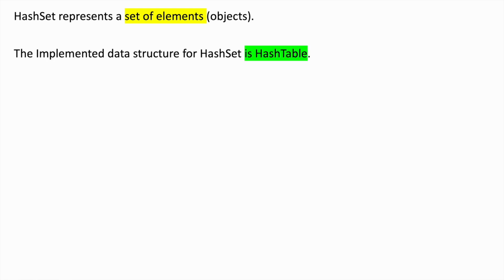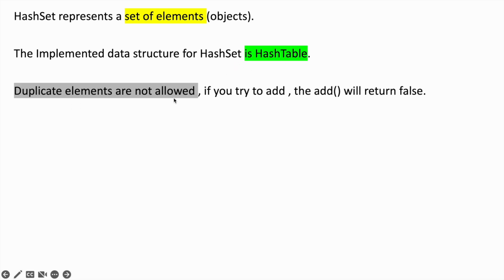The implemented data structure for HashSet is hash table. HashSet internally uses HashMap, and that HashMap internally uses hash table. So in general we can say the implemented data structure for HashSet is hash table.